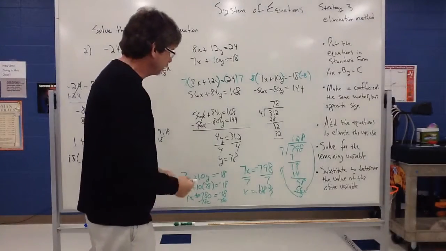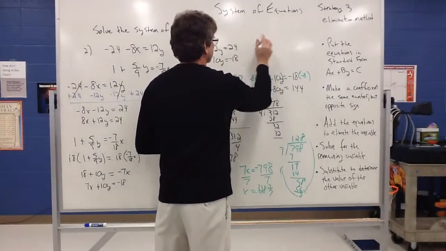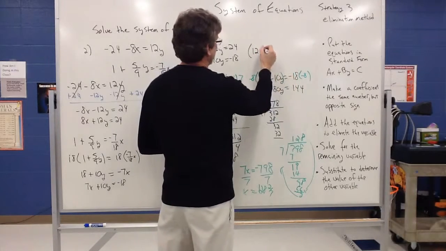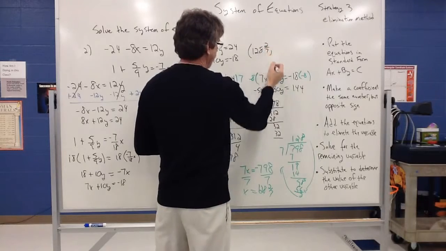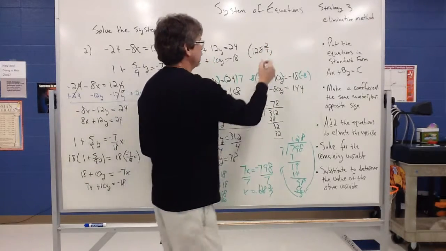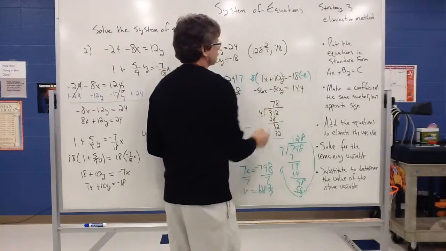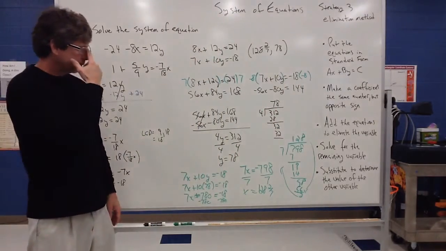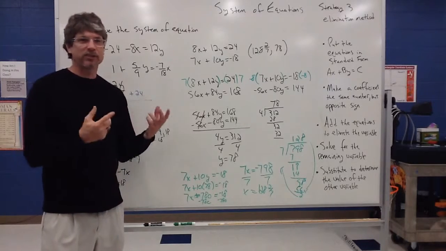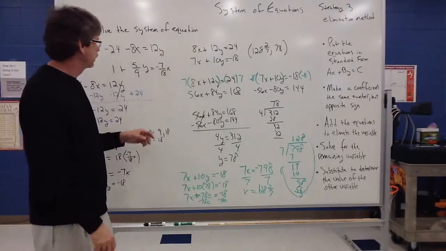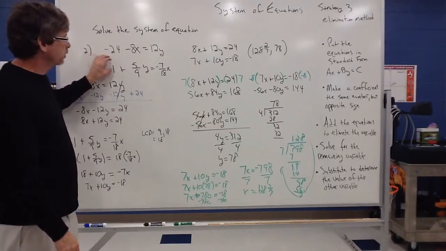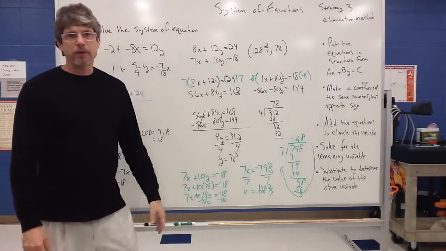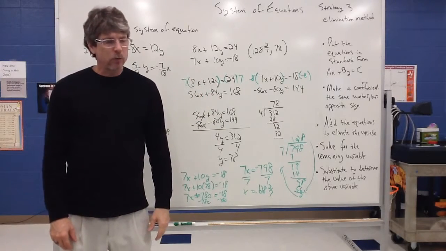So we had x is going to be 128 and 2 sevenths, while y was 78. So we get that as an answer. There we have it. That's our solution to this system of equations. You can see when you get some crazy looking numbers, you're probably going to get some difficult answers, but the math can be done. You just have to be patient with it. We'll do a few more of these, so stay tuned.